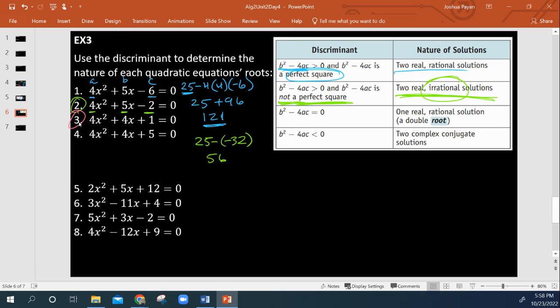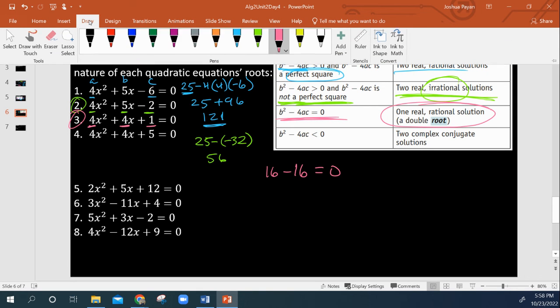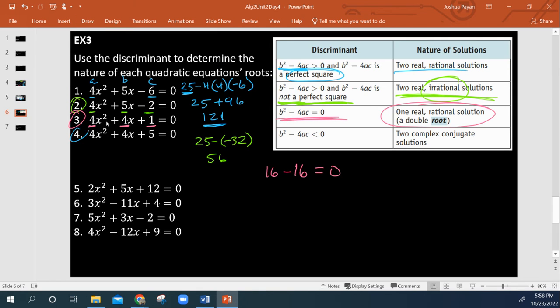Okay, next example. So b squared, so that's 16 minus 4 times a times c. So 16 minus 4 times 4, so that's going to be 16 times 1 is 16 again, and we get a discriminant this time of 0, right? And we, of course, know that just means we're going to have only one real rational solution. It's going to be a solution that occurs twice because we're equal to 0.